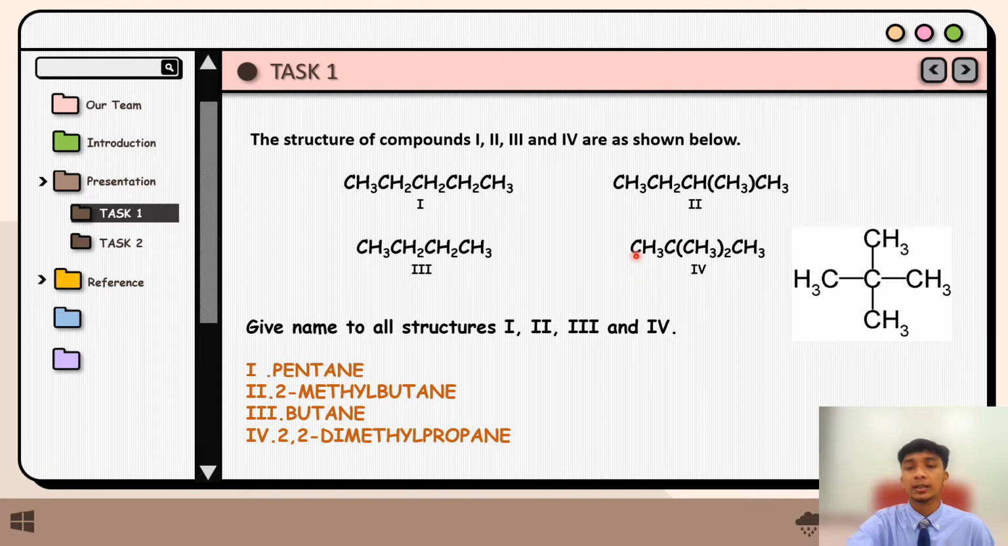So we can start numbering from either side, from here or here. 1, 2, 3. So we got 2 dimethyl here. This is methyl and methyl. So dimethyl, 2,2-dimethylpropane. Just like this. So that's how we got it.